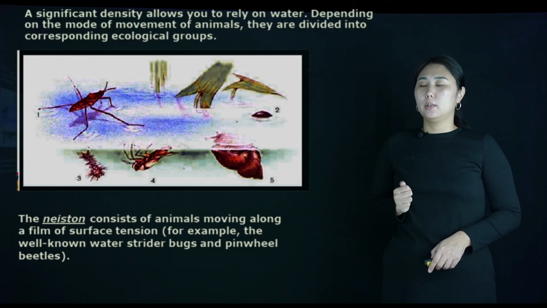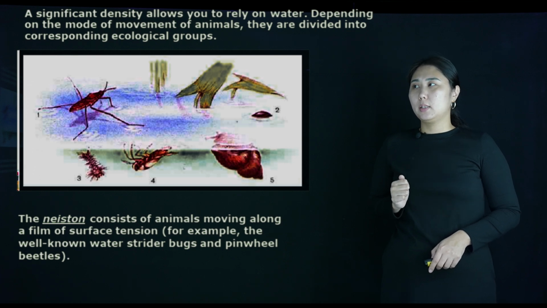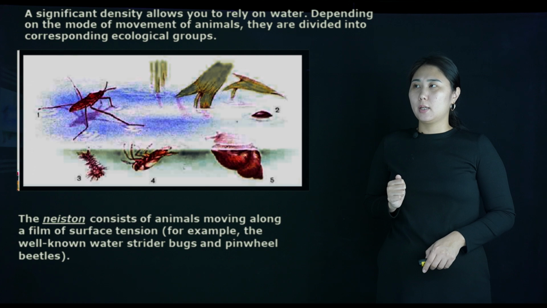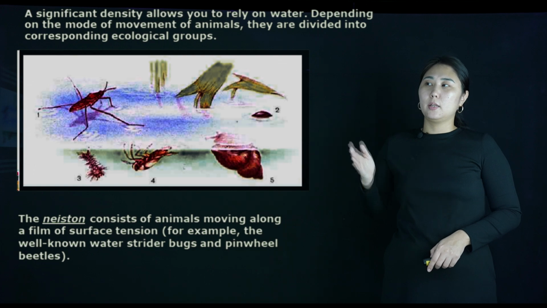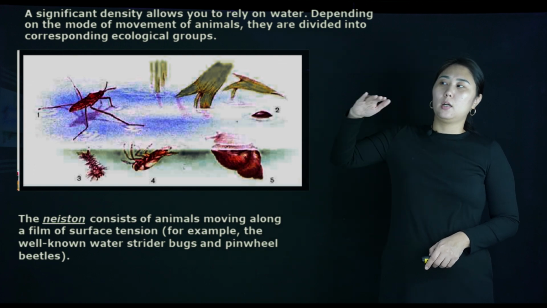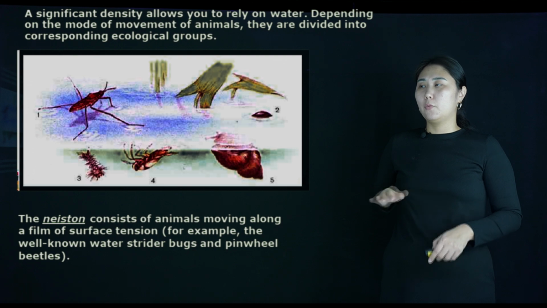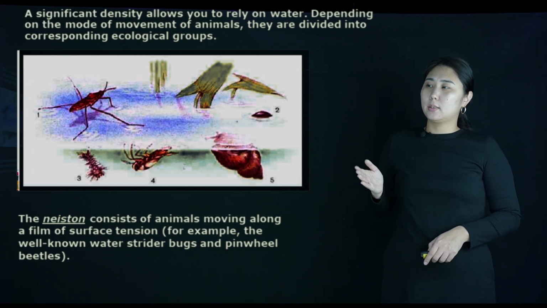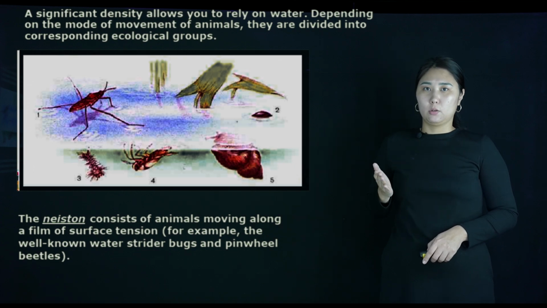The first group is neuston. Significant density allows you to rely on water. Depending on the mode of movement of animals, they are divided into the corresponding ecological groups. So the first group is neuston. You can see in this picture this group of animals which live above the water, moving along the surface tension. For example, the well-known water striders, bugs, or beetles. If you see in the picture, you can see the neuston.